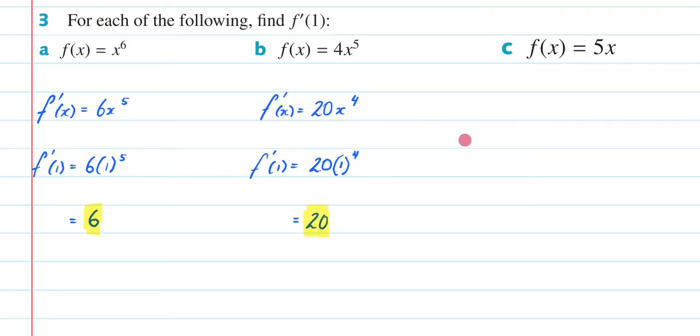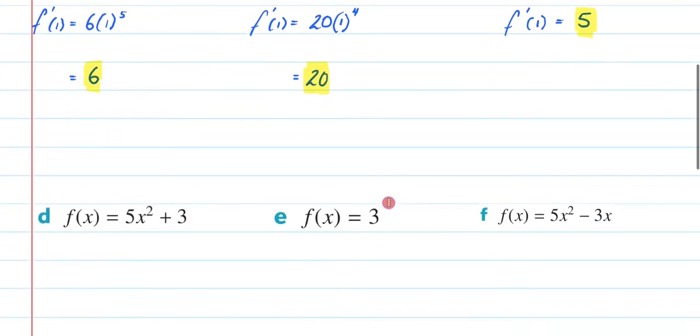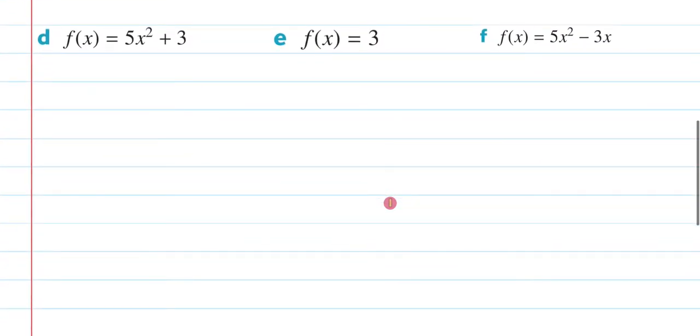Let's now move on to the next one, in which I am again going to differentiate first. When I differentiate this, I'm just going to wind up with 5. And then when I put 1 into this, well, it's just going to be 5, because there's nowhere to put that 1, because there's no more x. Perfect.